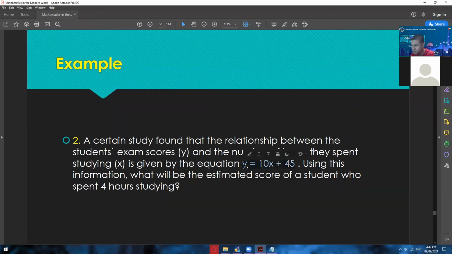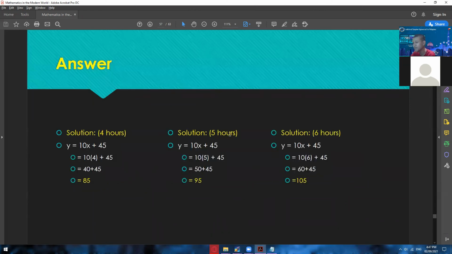So what is the answer? You can do this one using your mind only. So you don't need a calculator in here. So what is this estimated score? So it will be 85. Okay, 4 times that is 40 plus 45 is 85. So if only Dante studied 1 more hour, then he will get 95 out of 100 now. And then only if he studied 6 hours, then he can now get 105 out of 100.